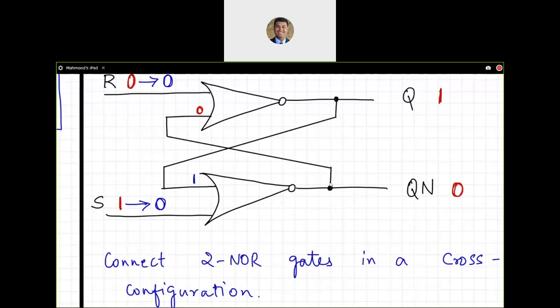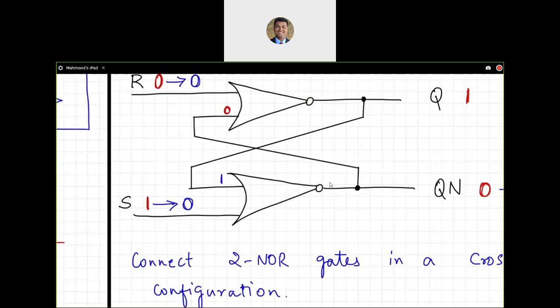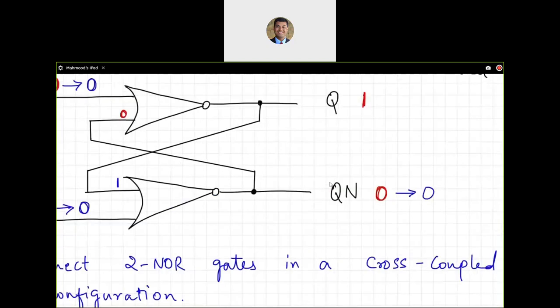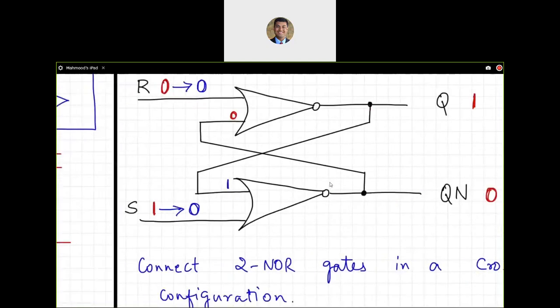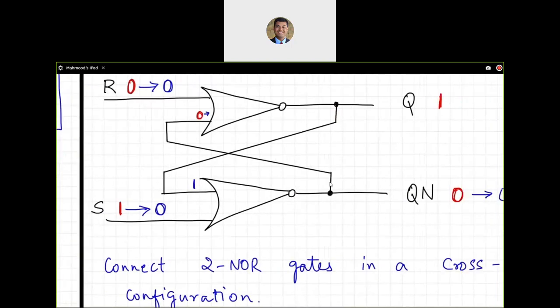And because this is a 1 and this is a 0, this output Qn will continue to be a 0 because one of the inputs is a 1. And this particular 0 appears over here, and it will keep this at 1. So you see what happened here.